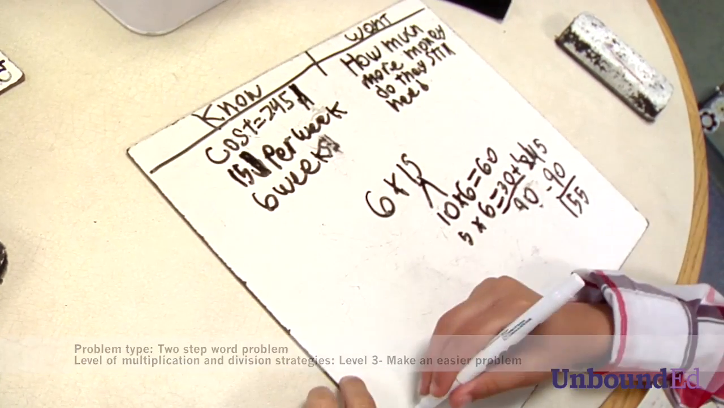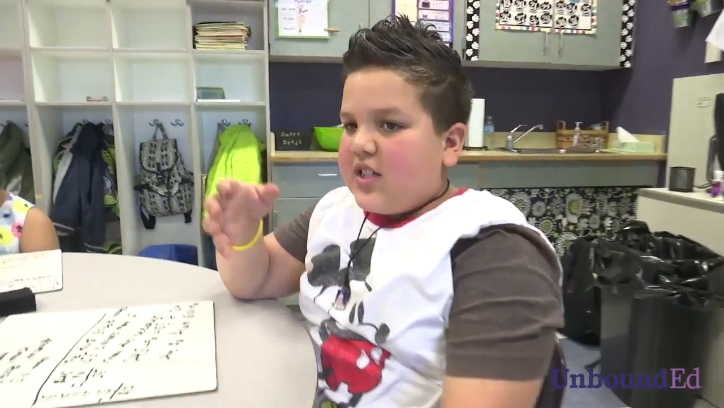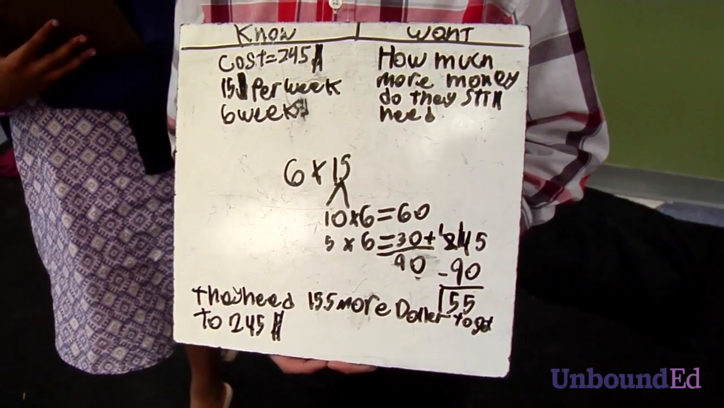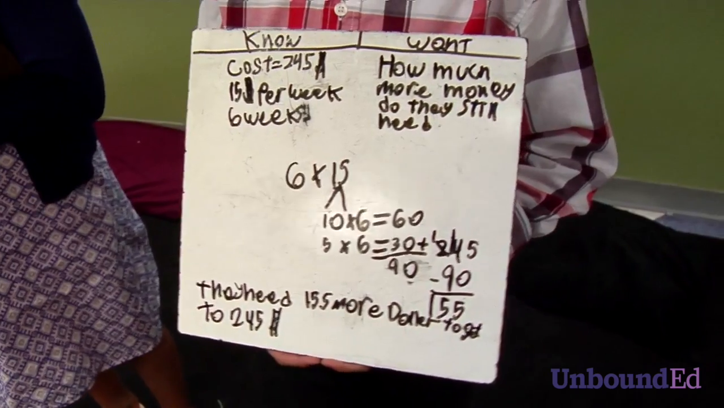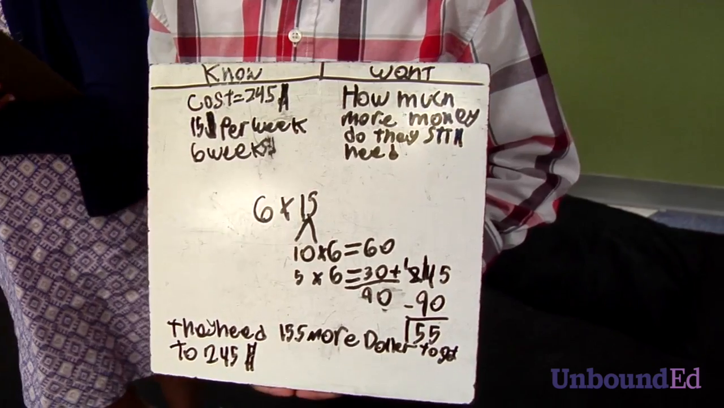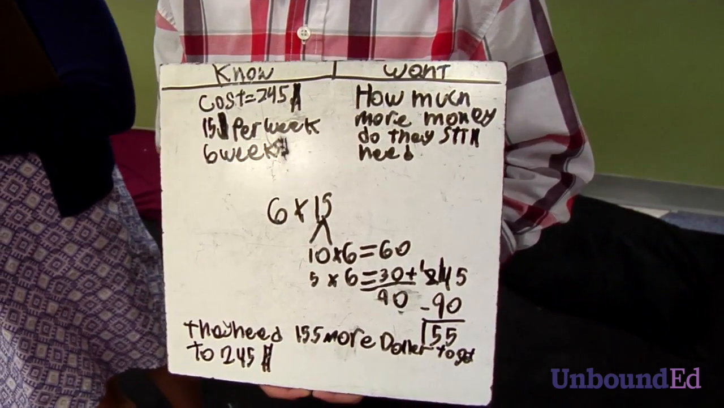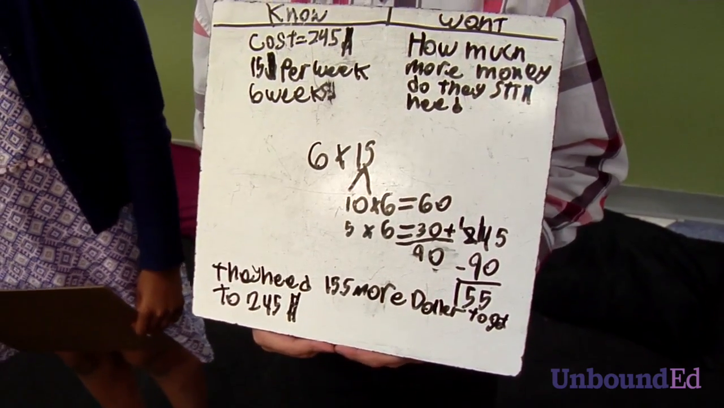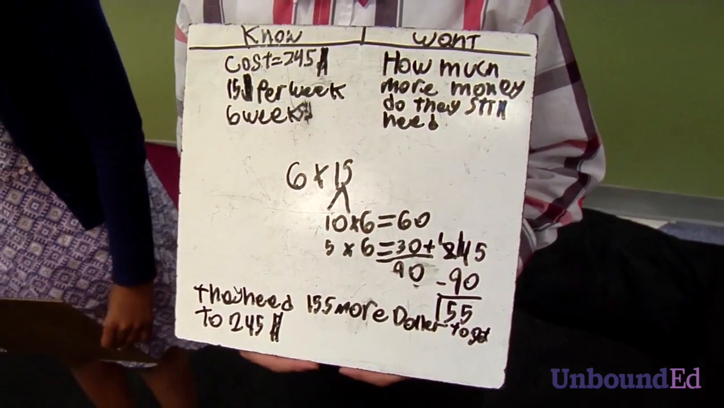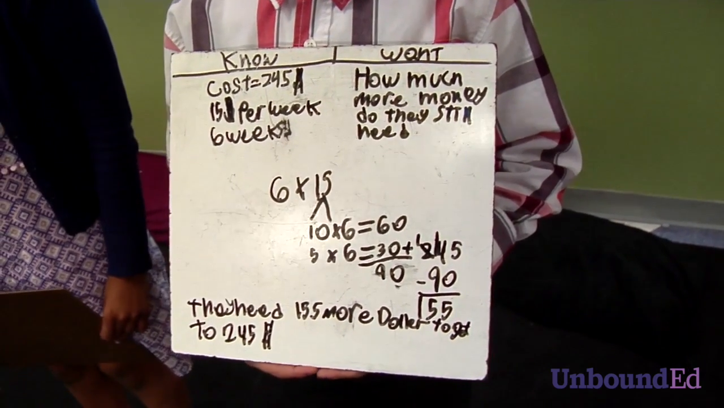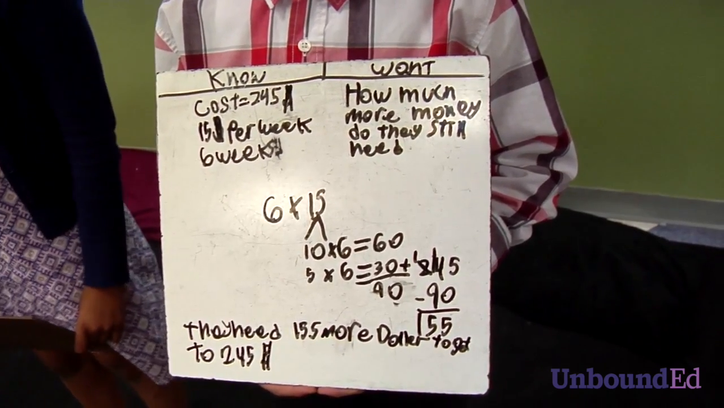What Emmanuel did was he knew that it was 6 times 15, but since he didn't know 6 times 15, he broke apart the 15 into 10 and 5, and then he did 10 times 6 equals 60. Then 5 times 6 equals 30, and 30 plus 60 equals 90. And then what did he do? And then he did 90 minus the total amount of money that they need to get the field trip. And so he did 245 minus 90.